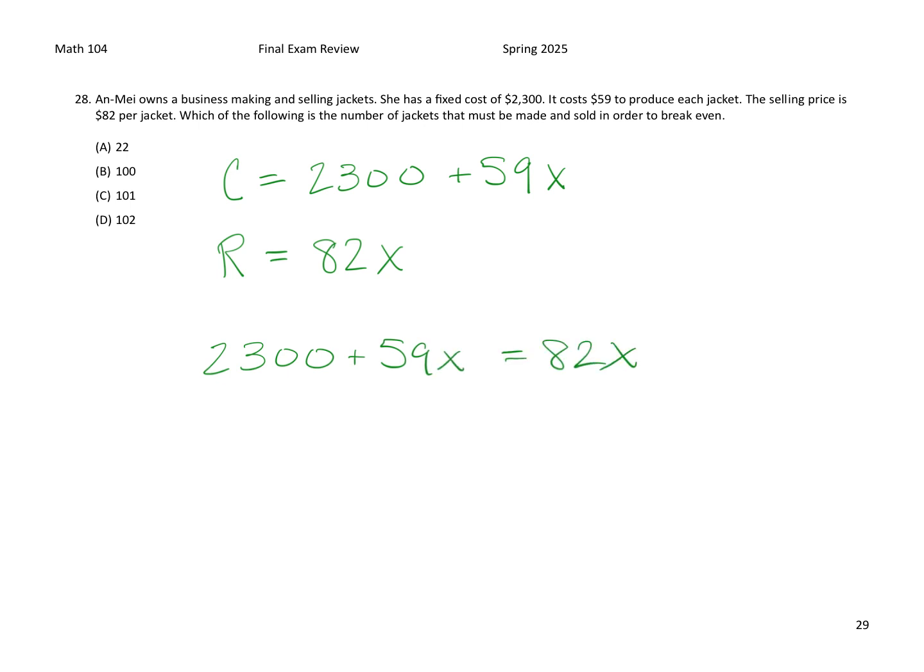And the x value that makes cost equal to revenue is called the break even point. So 2,300 equals, well, let's see, 82 minus 60 would be 22, but I'm not taking 60, I'm only taking 59, so 23x. And then divide both sides by 23. 2,300 divided by 23 is 100. So B, 100 jackets.